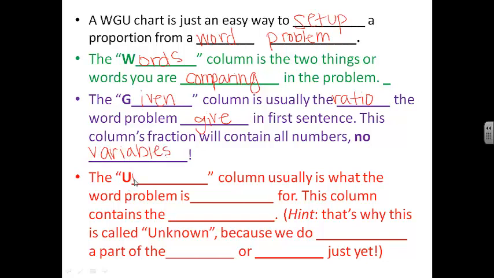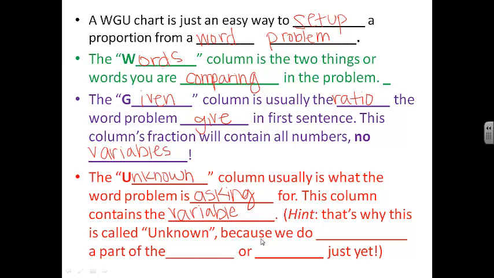Okay, the unknown column is usually what the word problem is asking for. So if the question asks, how many pounds? Well, we're talking about pounds. If the question asks, what's the cost? Then we're talking about money, right? So this column contains the variable. Okay, this column contains the variable. And I know all this is confusing, but once we do it and you look back at your notes, hopefully it will make a lot more sense.